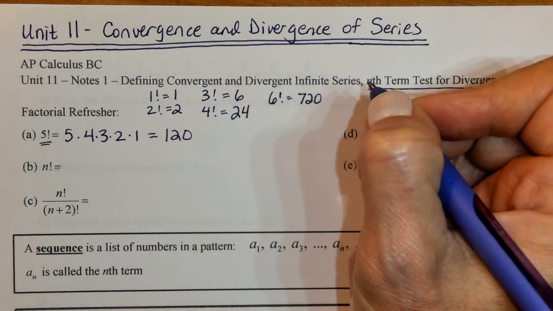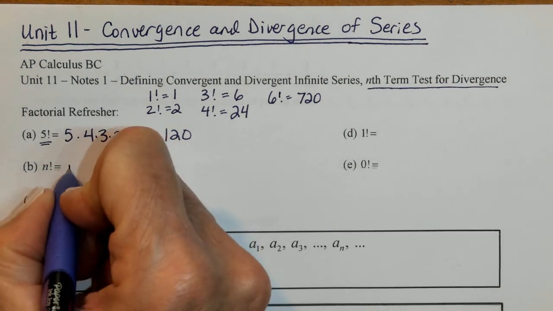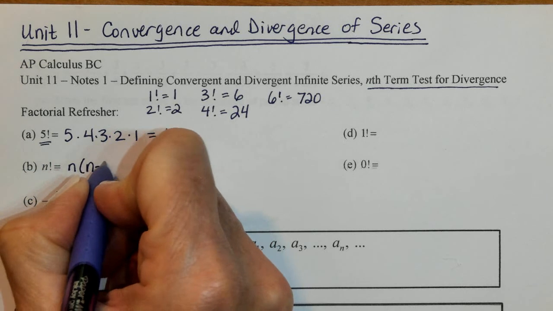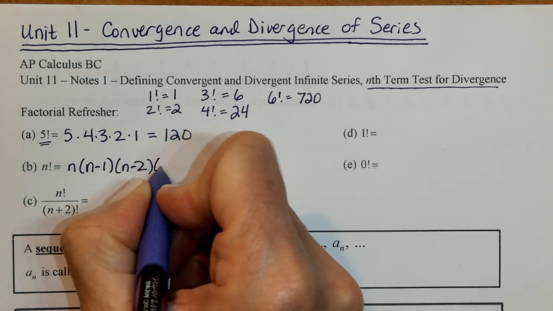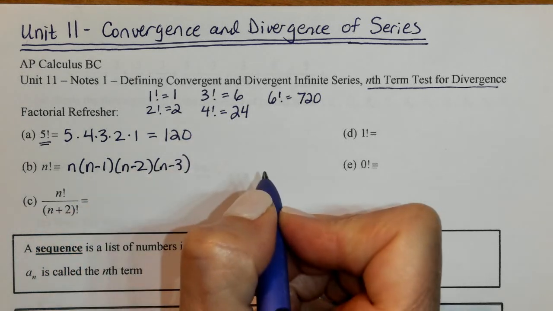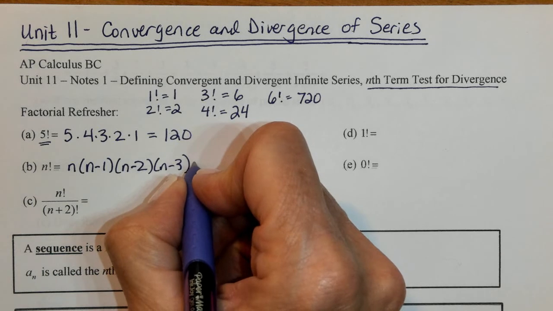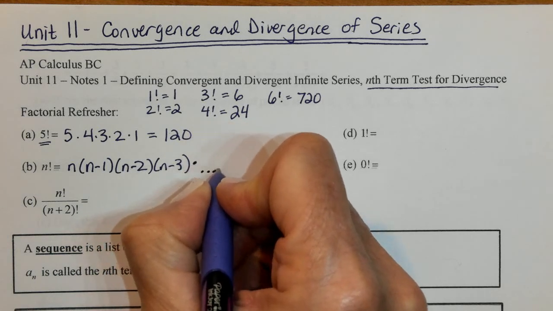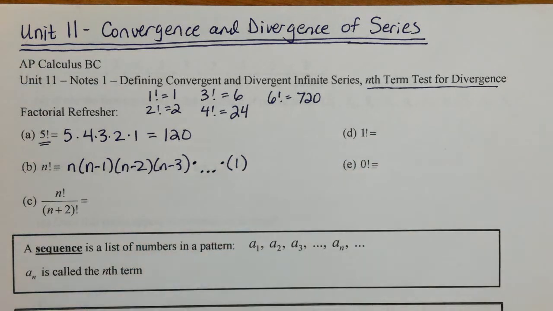Okay? So in general, n factorial would be n times n minus 1 times n minus 2 times n minus 3, and I could keep on writing as long as I like. Once I've established the pattern, I can just say times dot dot dot all the way down to 1. And that would be how we would write n factorial if we were expanding it.